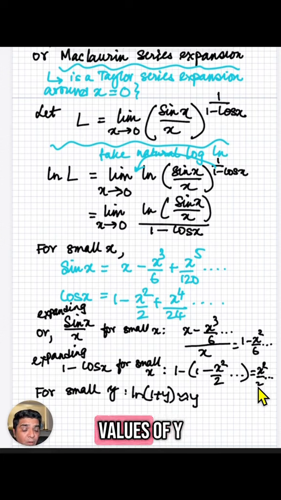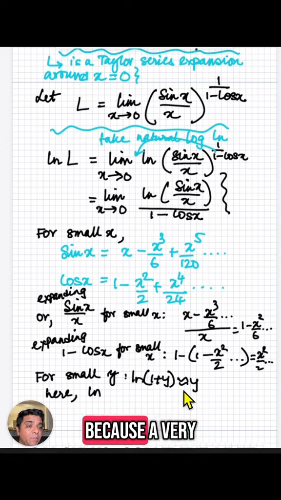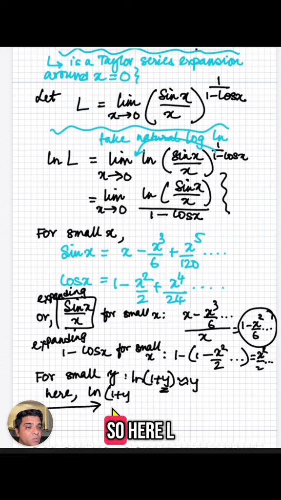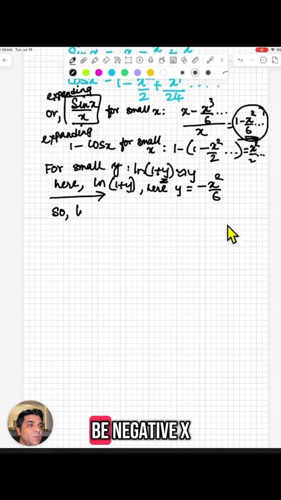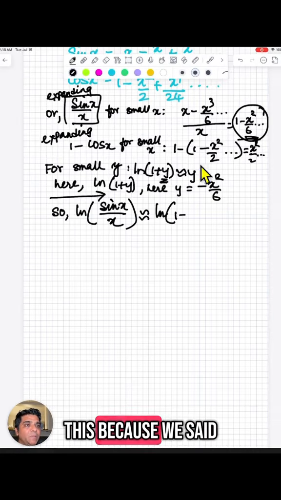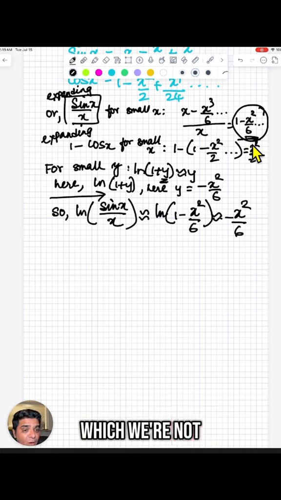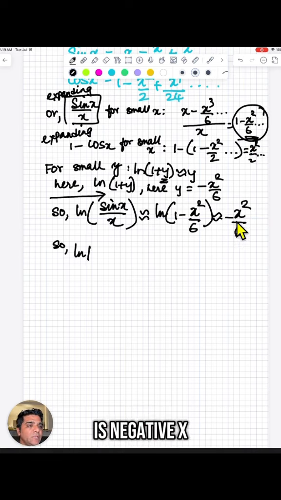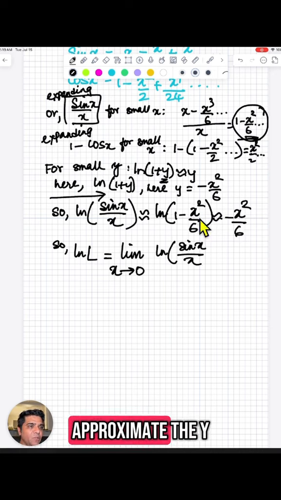Now, for very small values of y, ln of 1 plus y approximates y, because the higher degree terms become progressively smaller and smaller. So here ln of 1 plus y, the y value is going to be negative x squared over 6. The reason is this: we said sin x over x was 1 plus negative x squared over 6, and the higher order ones, which we are not going to take into account because they're very tiny. So the ln of sin x over x is negative x squared over 6, because we're just going to approximate with the y value.